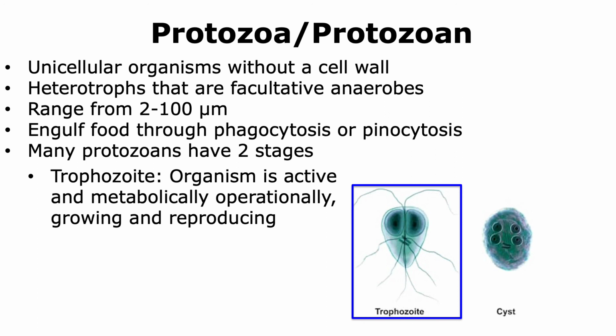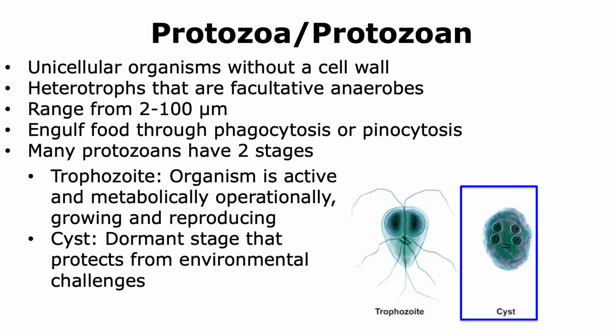Many protozoans can be observed in two different stages. The first one is the trophozoite. In the trophozoite stage, the organism is very active and it is growing and reproducing. The other stage is the cyst. In the cyst stage, the protozoan is dormant and it is able to have a protective covering around it that protects it from the environmental challenges.